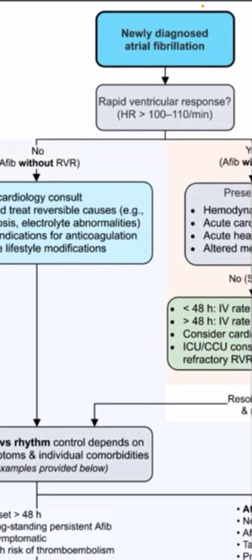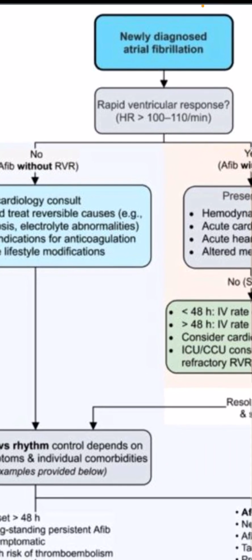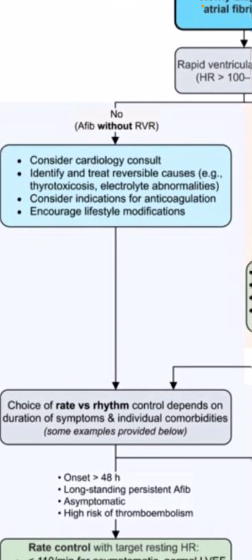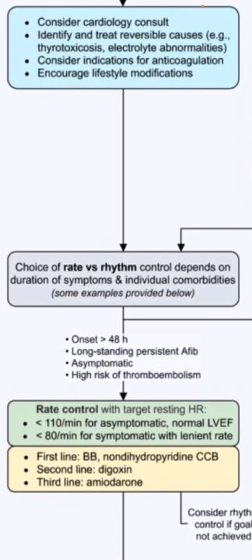Okay, next. What if this person has normal ventricular response, which is essentially a heart rate normal, less than 100, then you gotta choose between rate versus rhythm control, which really depends on duration of symptoms and individual comorbidities.